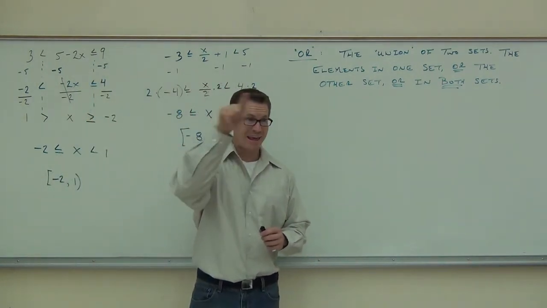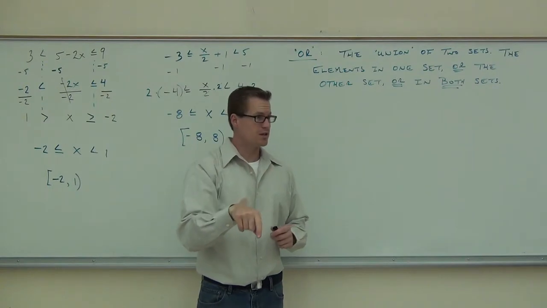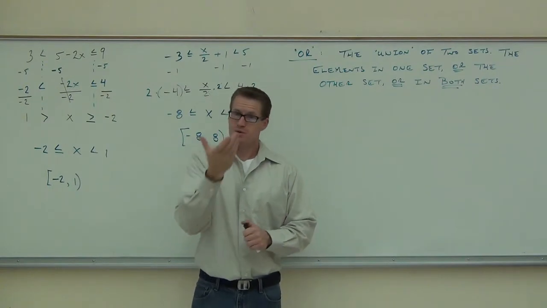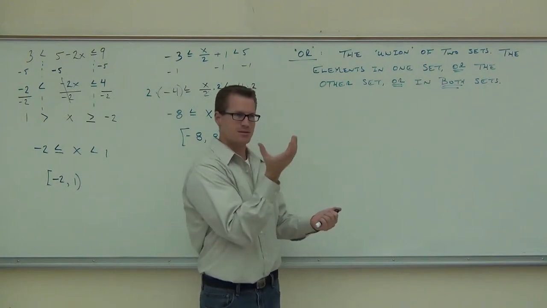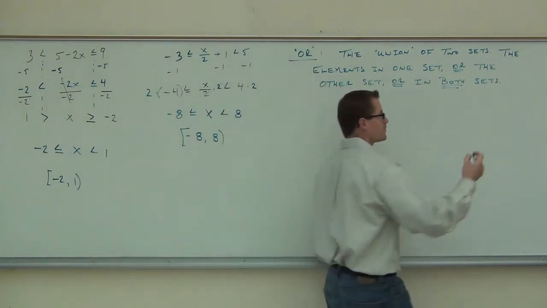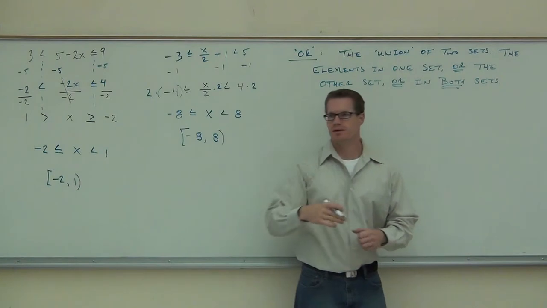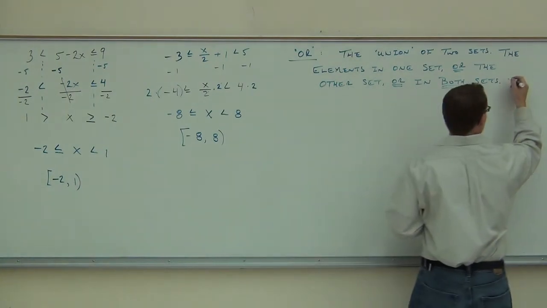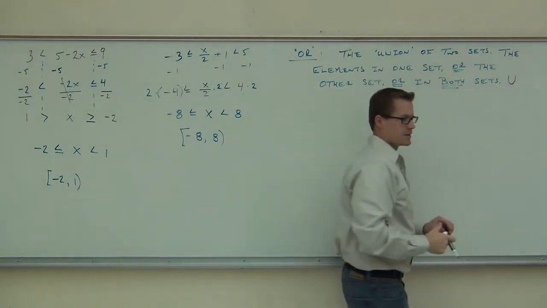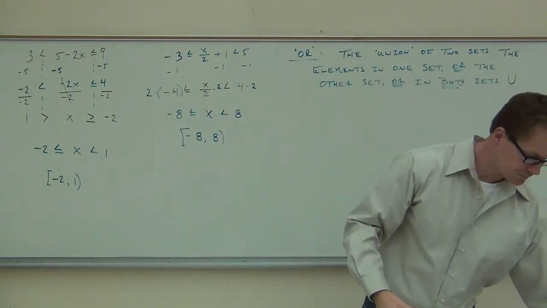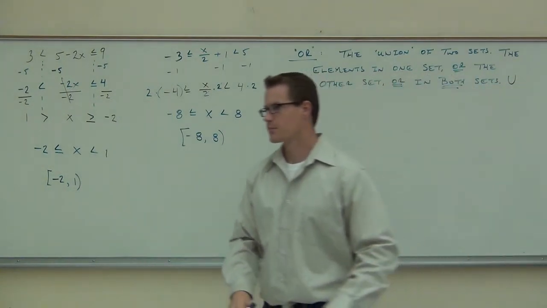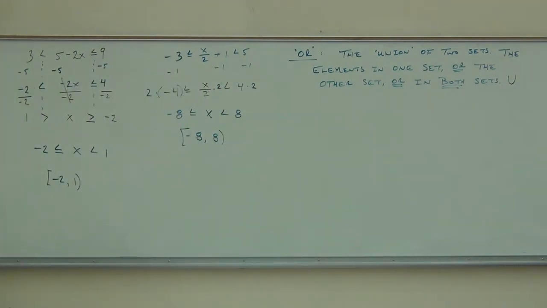Intersection had that N. Union has, what do you think? Union. You probably saw that in homework if you started your homework. You're like, oh, what does that mean? What's that U mean? It's not really a U because it doesn't have a tail, but it stands for a union. That symbol says union. It says the or. That's the or for us. And it represents the elements that are in either one set or the other, or in both sets.